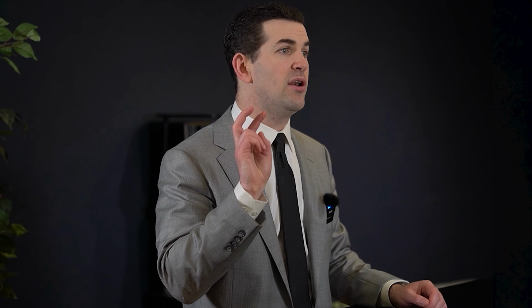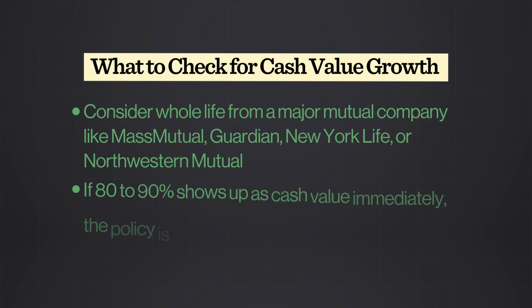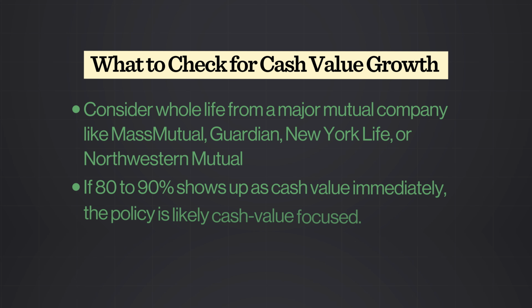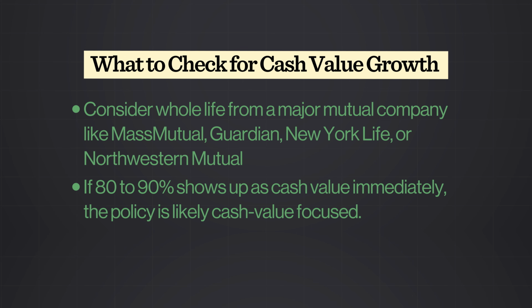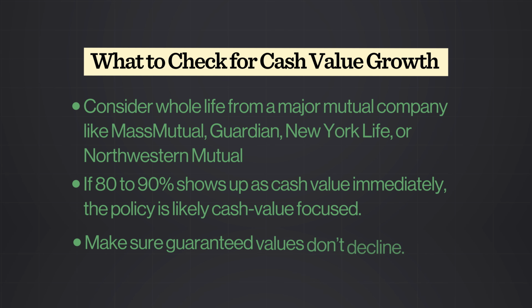I've seen proof that these companies actually deliver strong cash values to their policyholders, and they also pay lower commissions than most other life insurance companies. Number 2, I would look for 80 to 90% of whatever your payment is to your policy to show up in cash value in the first year immediately. If you see this, it means that the policy is maximized for cash value and minimized for commission. And then 3, look at the guaranteed values and make sure that they do not go down.